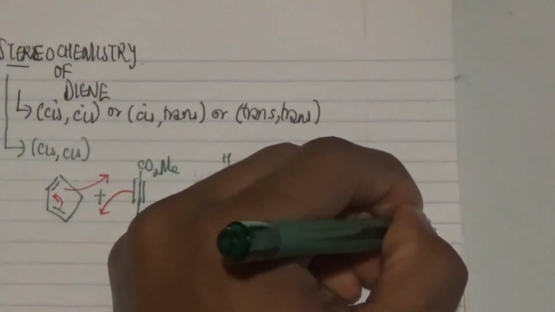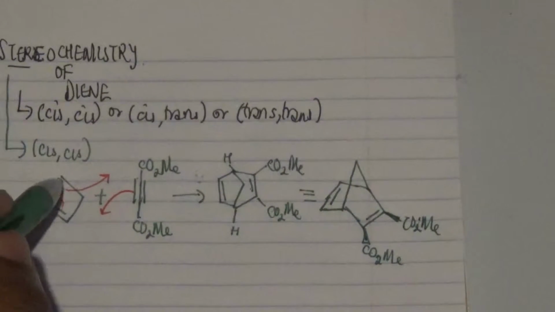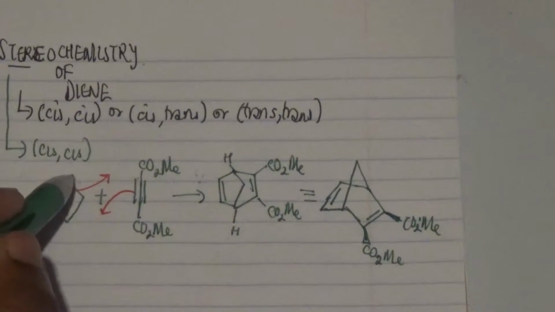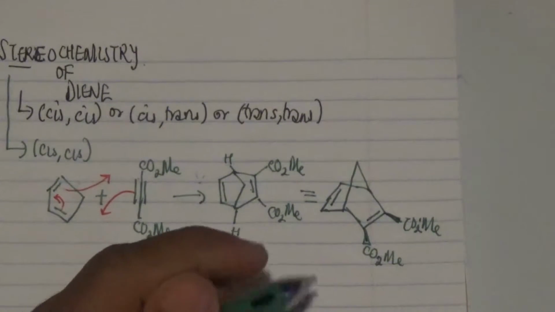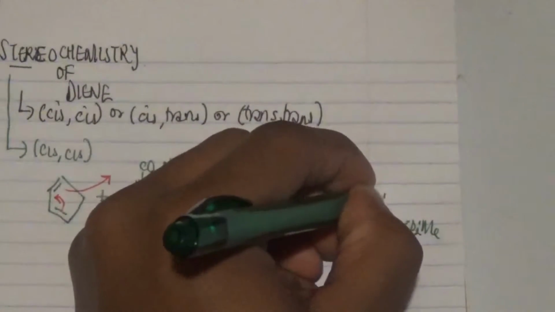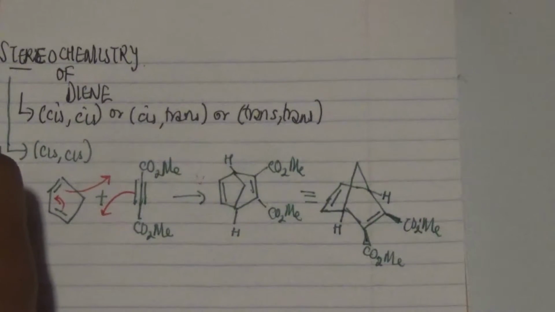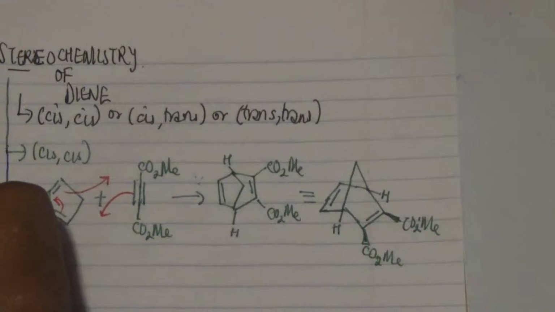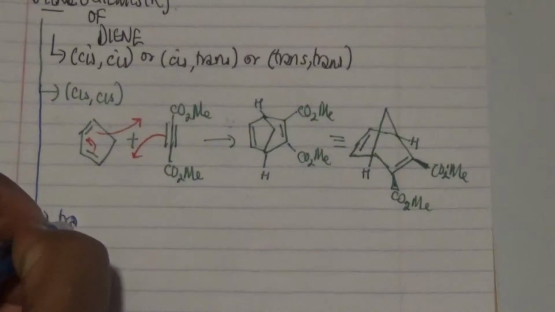So what we realize here is that if our cis species is used over here, we tend to form our cis product over here. As a result, as you see, the hydrogens are actually pointing downwards over here. Now the next one we're going to be looking at is the point where we look at our trans diene that is involved in this particular cycloaddition reaction.